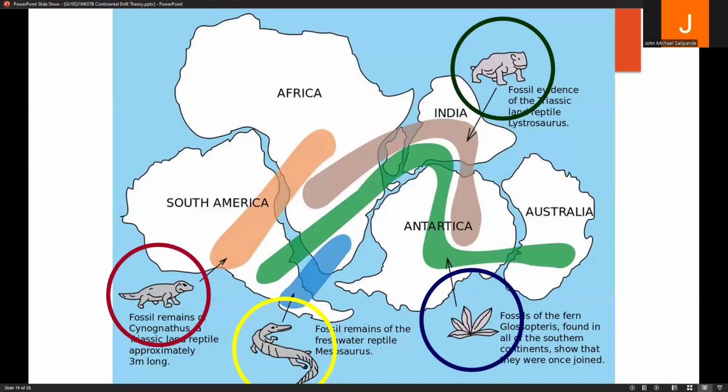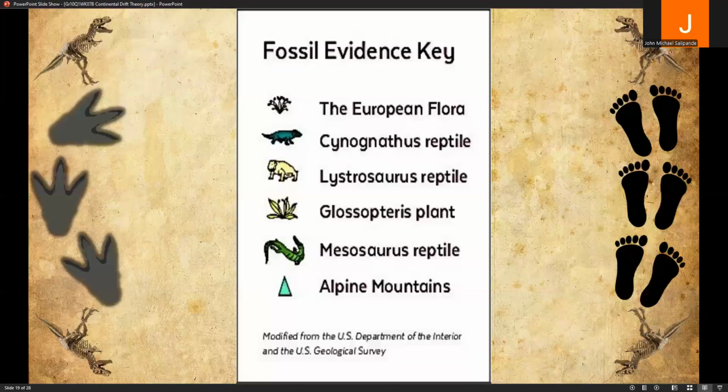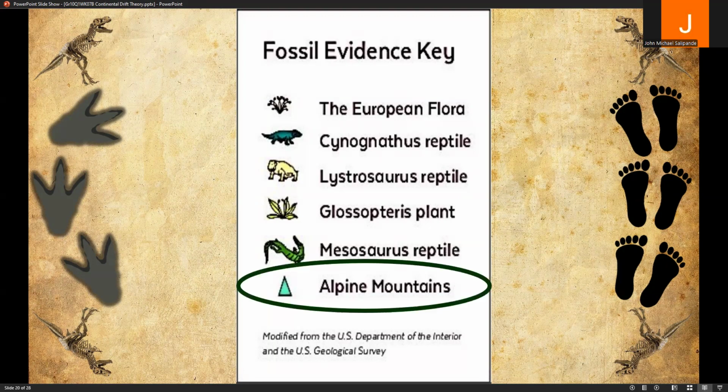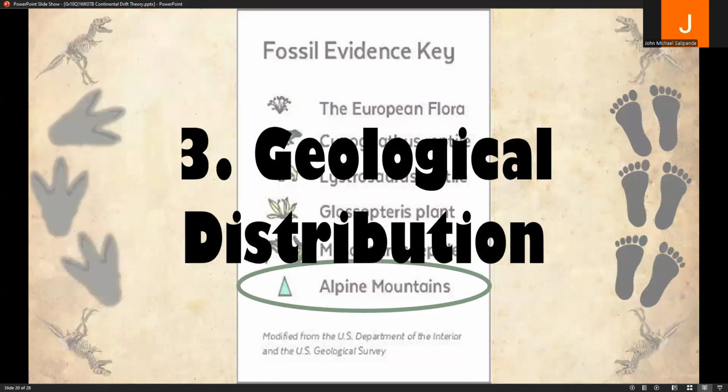Okay, let's move on to the third clue. The only object in the list that is not considered a fossil is the Alpine Mountains. And because it is a mountain, then the third clue refers to geological distribution.